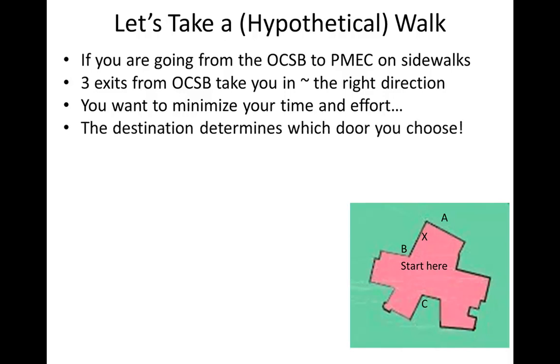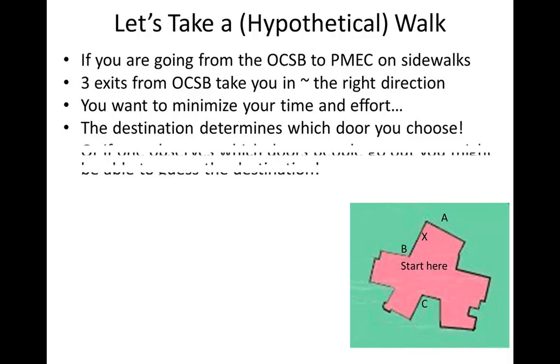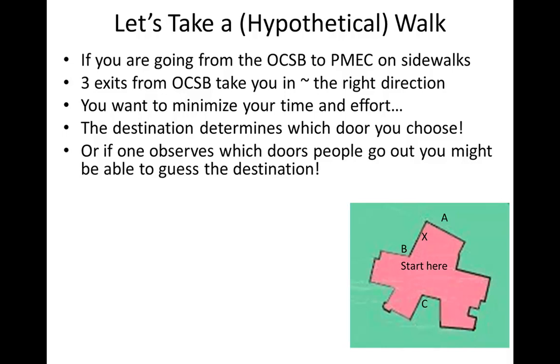And if you think about it, where you're going to go is going to influence what I just said. The door that you choose has been determined by where you're going to go. And so the door that gets you the shortest distance on the sidewalks to PMEC is door C. And if you watch what doors people go out, you might even be able to guess where they're going in certain cases. Again, assuming that they had to stay on the sidewalks.